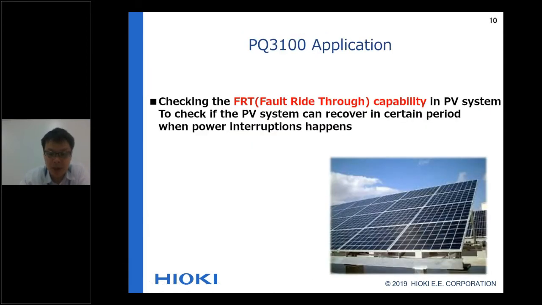Okay, so next, I have already finished about our product features. So I will move to the application part for the PQ3100. Checking the FRT, fault ride-through capability in a PV system. It is to check if the PV system can recover in a certain period when power interruptions happen. I know because just 2 months ago, I also lived in India, so I have much experience too. In India, there are so many interruptions every day. So that's why this kind of technology may be very, very important for your country, for your market.